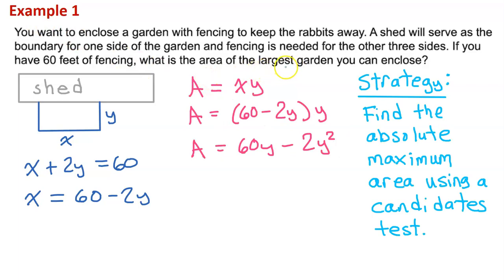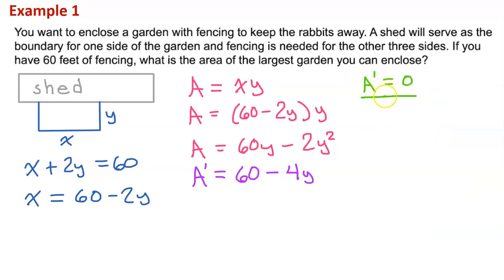Finding the largest area means finding the absolute maximum area. So our strategy will be to make a candidates test for the area. The first step of making a candidates test is to find the critical values of area. The critical values come from the derivative. So let's see, A prime will equal 60 minus 4y. The critical values will occur when A prime is equal to 0.